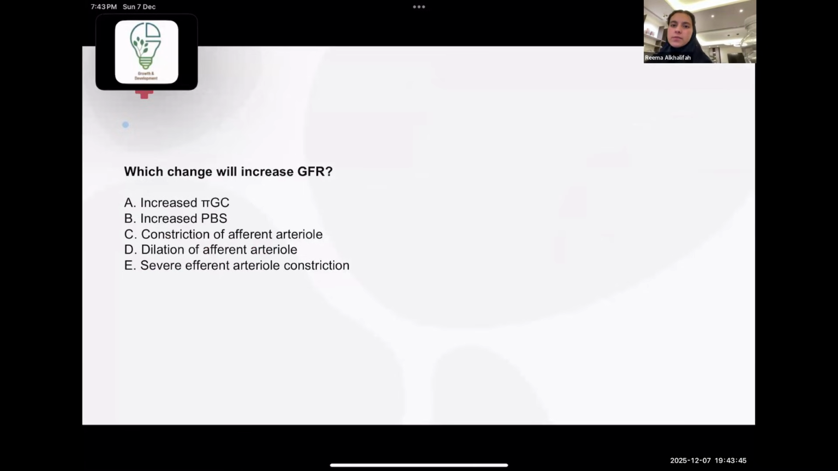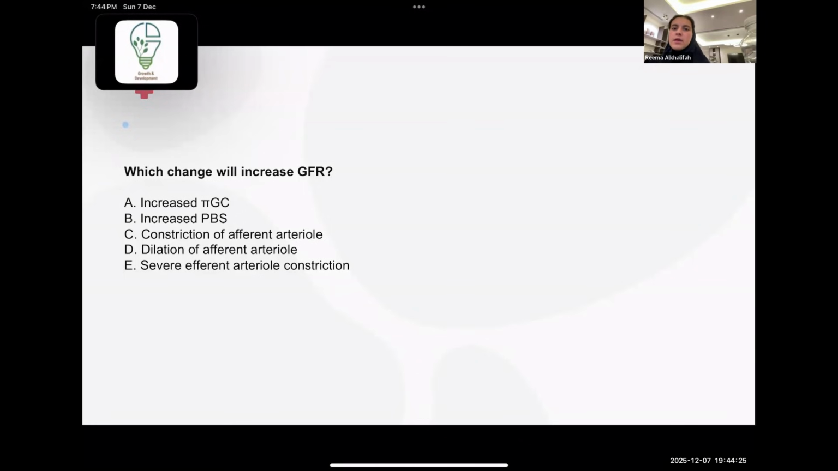Now we're going to move on to the questions. Which change will increase GFR? No, it's not B. Do you want to do a second try before I explain all the choices? Okay. So why is it not B?